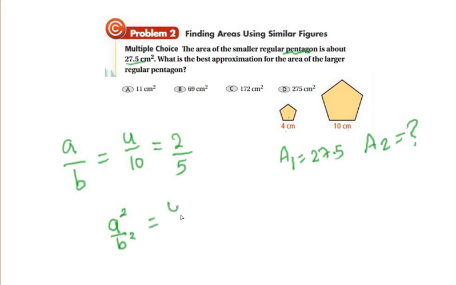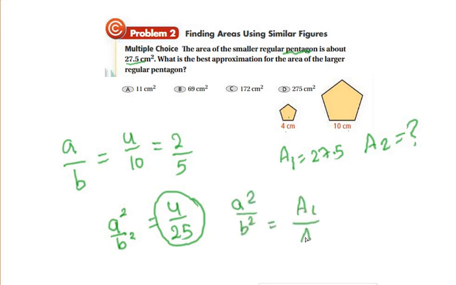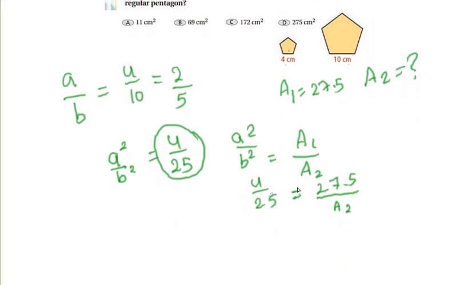squared is equal to 4 over 25, because A squared over B squared is A1 over A2, the ratio of their areas. 4 to 25 equals A1, 27.5, over A2, which is unknown. Now we need to cross multiply them. 4 times A2 equals 25 times 27.5. Then we will divide by 4.